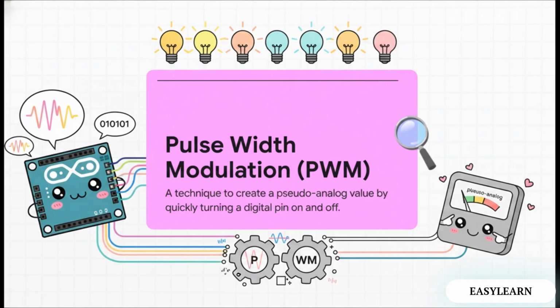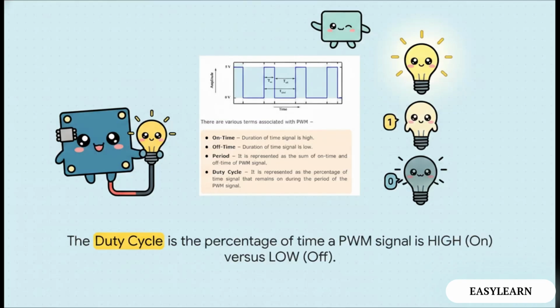It cheats. It uses a super clever trick called pulse width modulation, or PWM for short. And this is exactly how it works. Instead of changing the voltage, PWM just flicks a digital pin on and off super, super fast. The magic is what's called the duty cycle, which is just a fancy way of saying what percentage of the time the pin is on versus off.